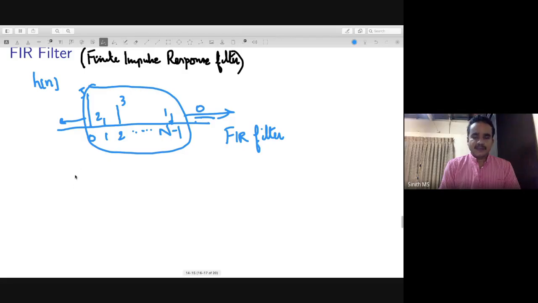Now let us see some examples. Suppose you have H(z) equal to 1 plus z inverse, which is the example we have seen earlier.